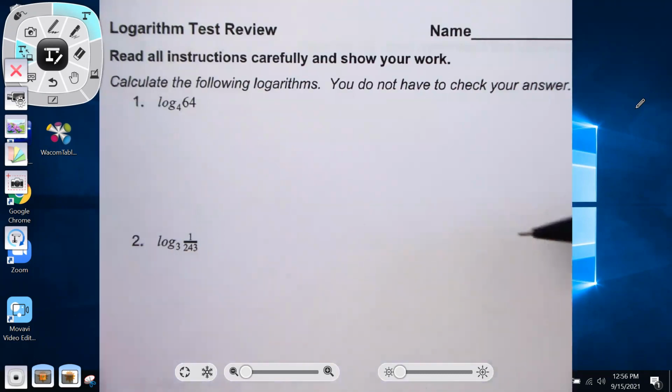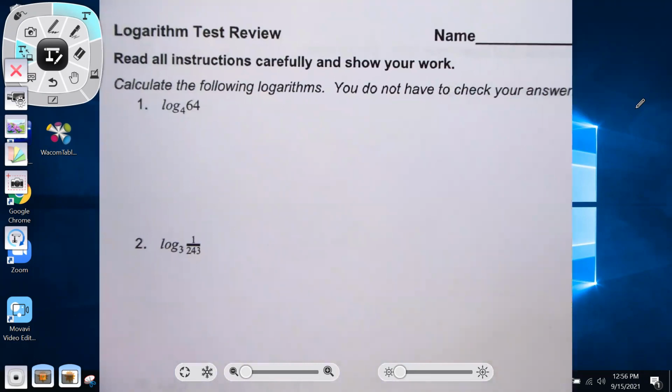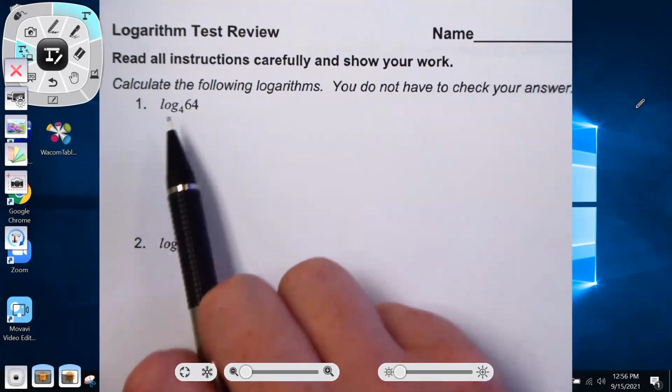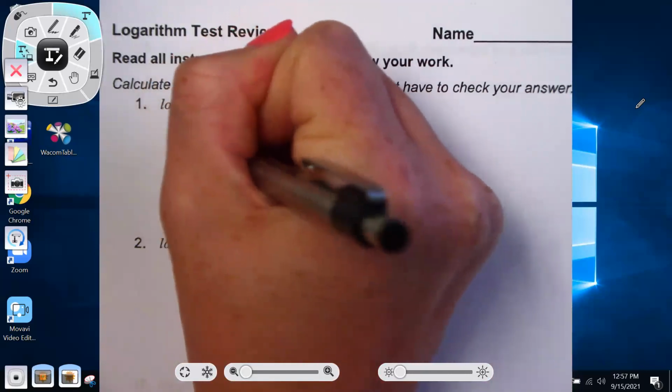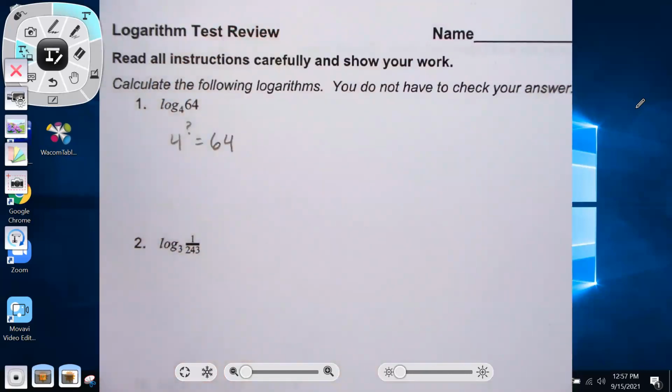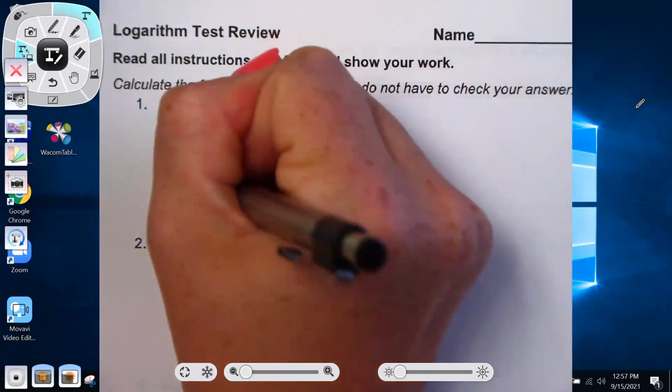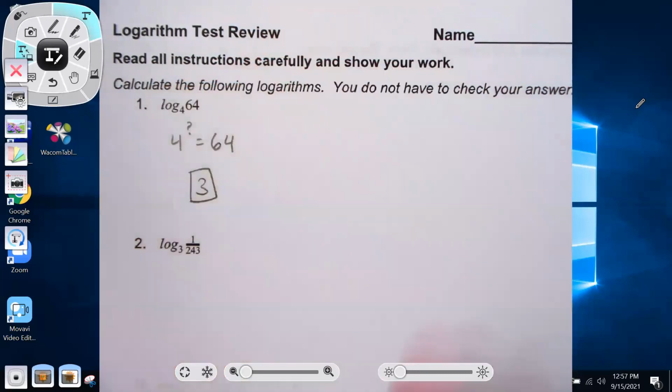No. On the first page, these logarithms are just asking the question that we talked about when we first started logarithms. So on number 1, log base 4 of 64 is asking 4 to what power equals 64. So in your calculator, you try different exponents on 4 until you get 64. You should get your answer to be 3.